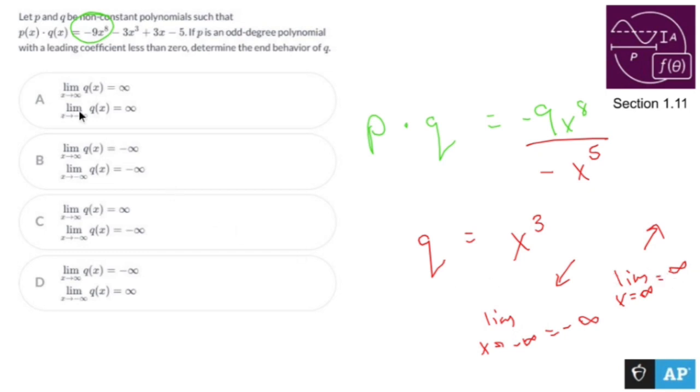So infinity is infinity, negative infinity is infinity, no. Infinity is negative infinity, no. Infinity is infinity, negative infinity is negative infinity, yep. And no. Okay, so kind of a weird problem.